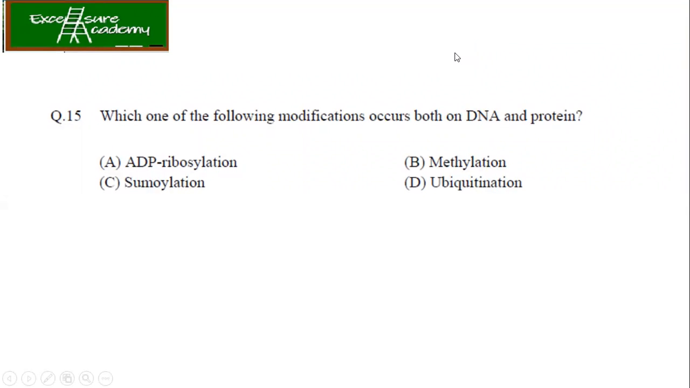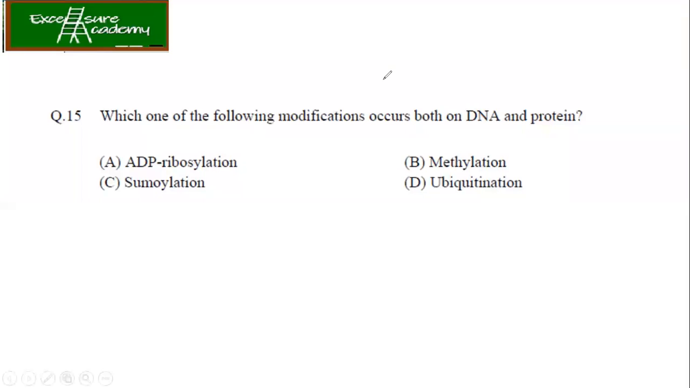Which one of the following modifications occurs both on DNA and protein? This is quite simple actually, because first of all, these modifications are happening on the protein. The only thing you need to remember is the modification which is also happening in the DNA. Among the options, ADP ribosylation means the addition of an ADP ribose group to the protein. This is again a post-translational modification which happens in the case of protein only.